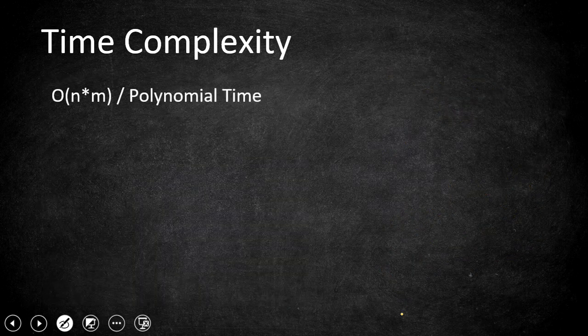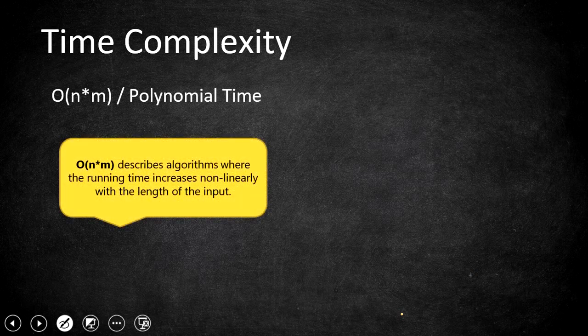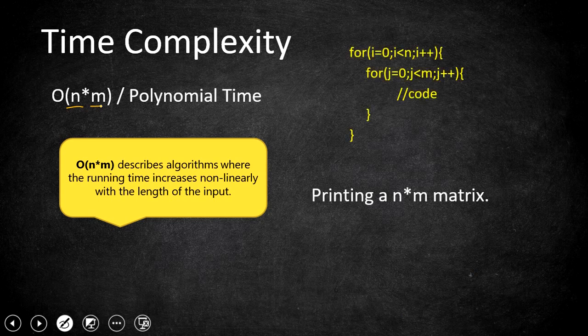And this is actually called polynomial time. So polynomial time is again the same thing, that increases non-linearly with the length of the input but changes based on the size. So a better example to explain this polynomial time is printing an n cross m matrix. So if the matrix size is 2 cross 3, then we have to execute that many steps or iterate with two nested loops of size 2 cross 3. So hope I'm making some sense now.